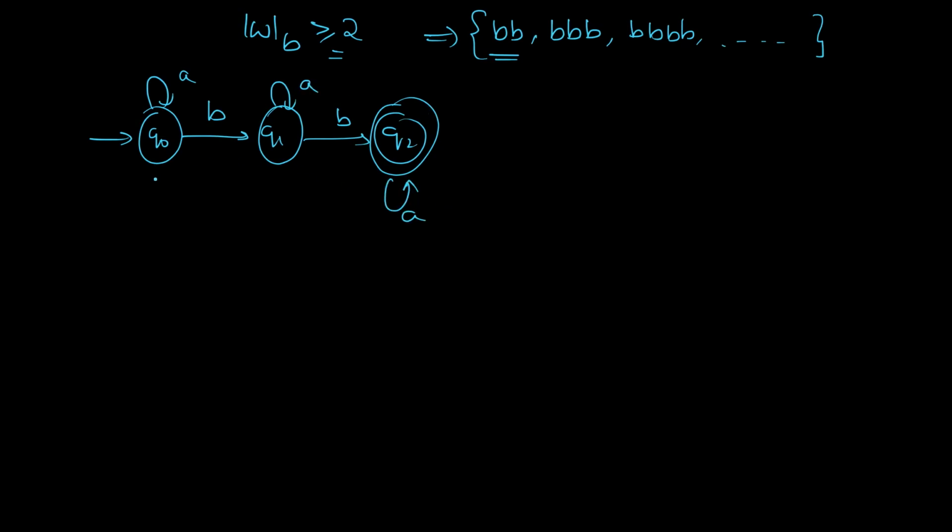So I can see that Q0 is complete, Q1 is complete, and at Q2 there is a transition missing over B. If I see any B at Q2, we should accept it because we have already seen two B's, which satisfies our condition. So no matter how many B's I see at Q2, I will be accepting this string. So this is our minimal DFA for strings having the number of B's at least 2.